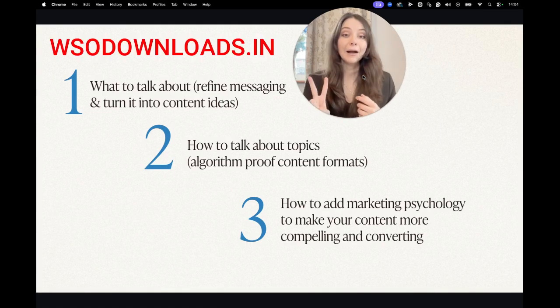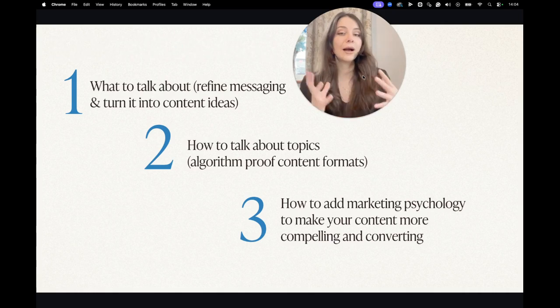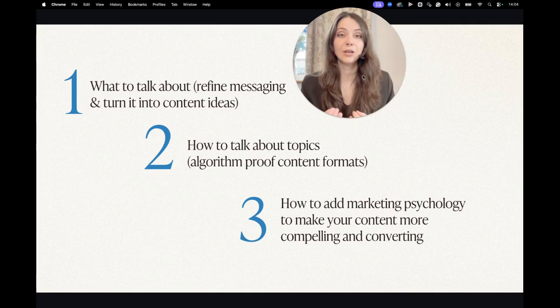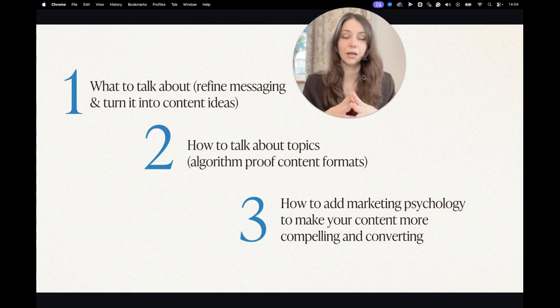Number two, how to talk about those topics. Because I know a lot of people know what to talk about, but they don't know how to bring that in a way that is engaging, in a way that people pay attention, and in a way that converts viewers into buyers or even viewers into followers. So we're going to talk about algorithm-proof content formats today very specifically. We're going to touch on non-algorithm proof techniques as well, but just so you understand how to maximize everything you're doing.